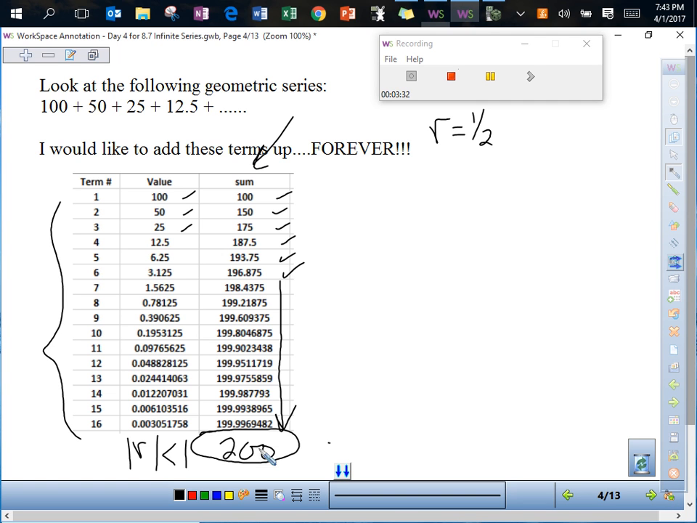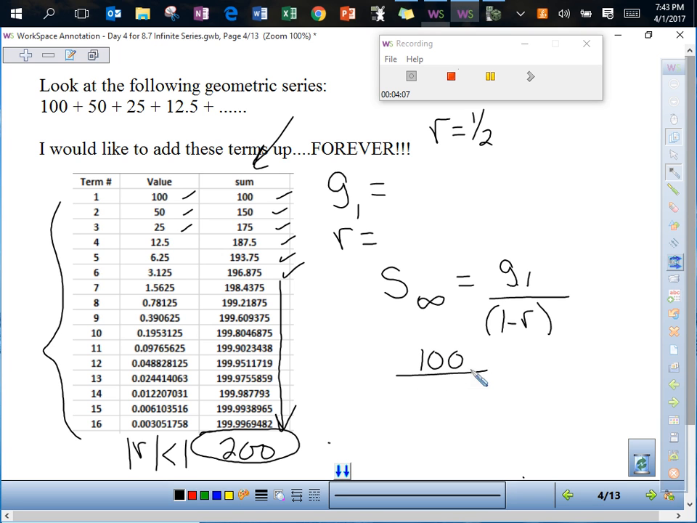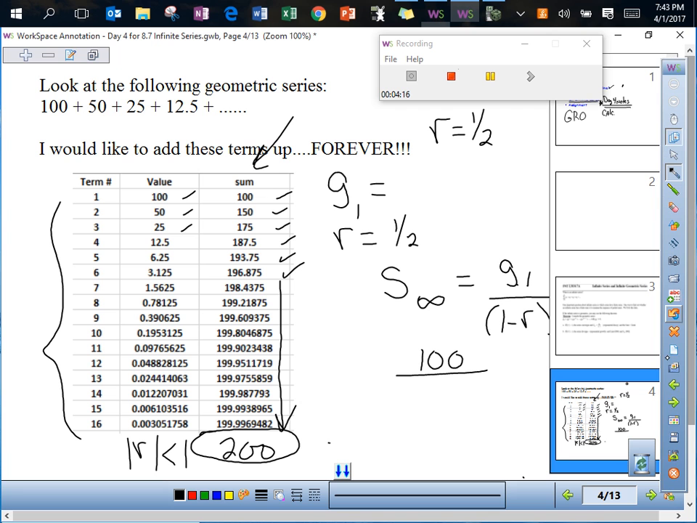Here's a little formula that would have told you that. If you can look at your sequence and get the value of the first term and get the value of your R, there's a formula that would allow you to sum up a set of numbers in a geometric series as long as your absolute value of your R is less than 1. And that's simply your first term over 1 minus R. So check this out. G sub 1 is 100. 1 minus R, my R value happens to be 1/2. 1 minus 1/2 is 1/2.